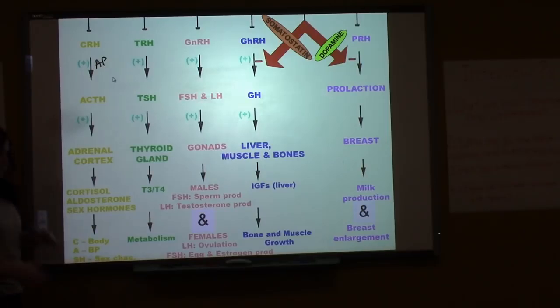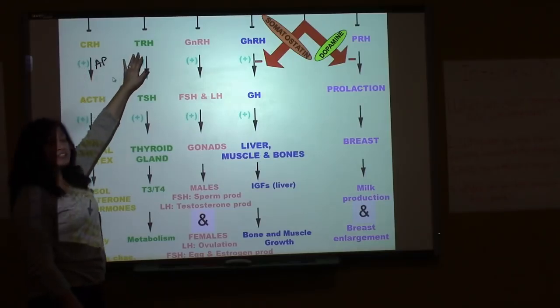Now these 3 hormones work all throughout the body. Cortisol mainly works throughout the body, in different tissues. Aldosterone is mainly for increasing blood pressure. And the sex hormones are for your sex characteristics, your secondary sex characteristics. So that's one pathway. Now let's look at the second one.